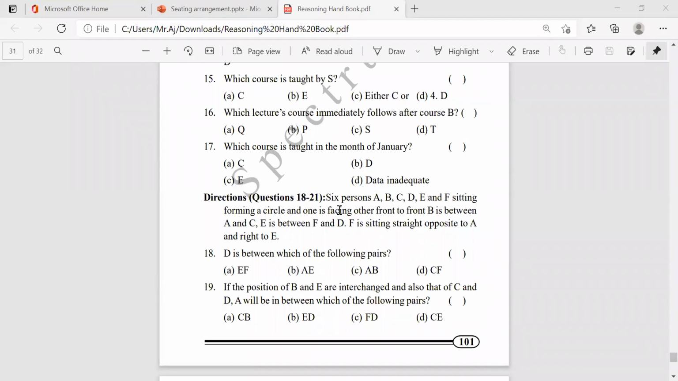So then, how are we going to solve this one? They are saying 6 members are there and the 6 members are facing each other, front to front. That means I'll draw the diagram for this one. You people also try this one. You people also try how to draw this diagram for these 6 members.